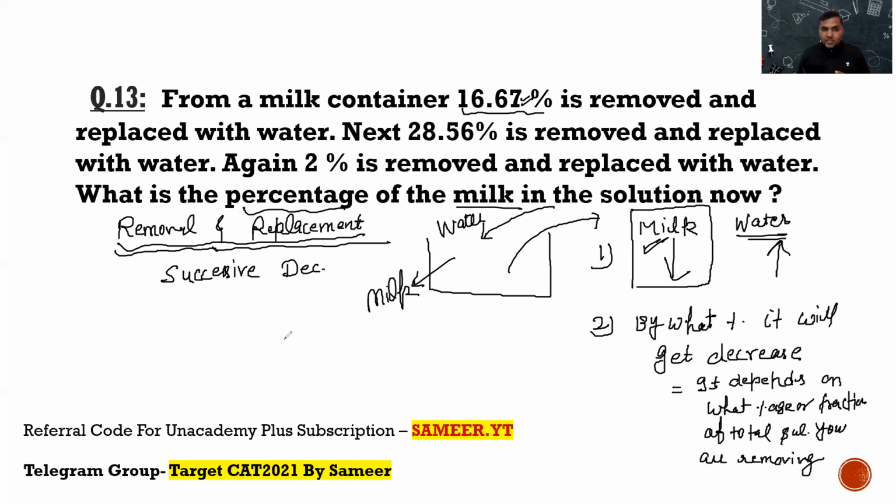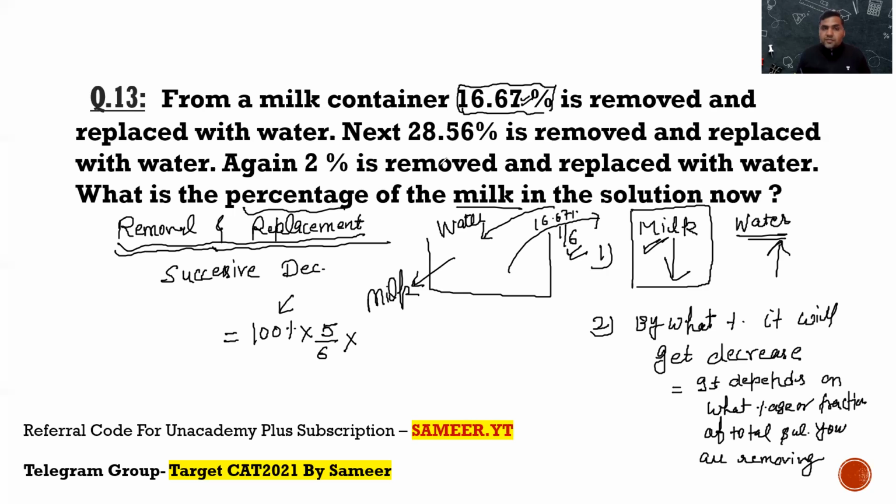Now, in this particular case, we get to know the milk will get reduced. What was the initial milk? It was 100%. 100% was the initial milk. In the first case, you removed 16.67% of it and replaced it with water. In terms of fraction, it is 1 by 6. So decrease the content of 100% by 1 by 6. So you'll be left with 5 by 6 of 100%.